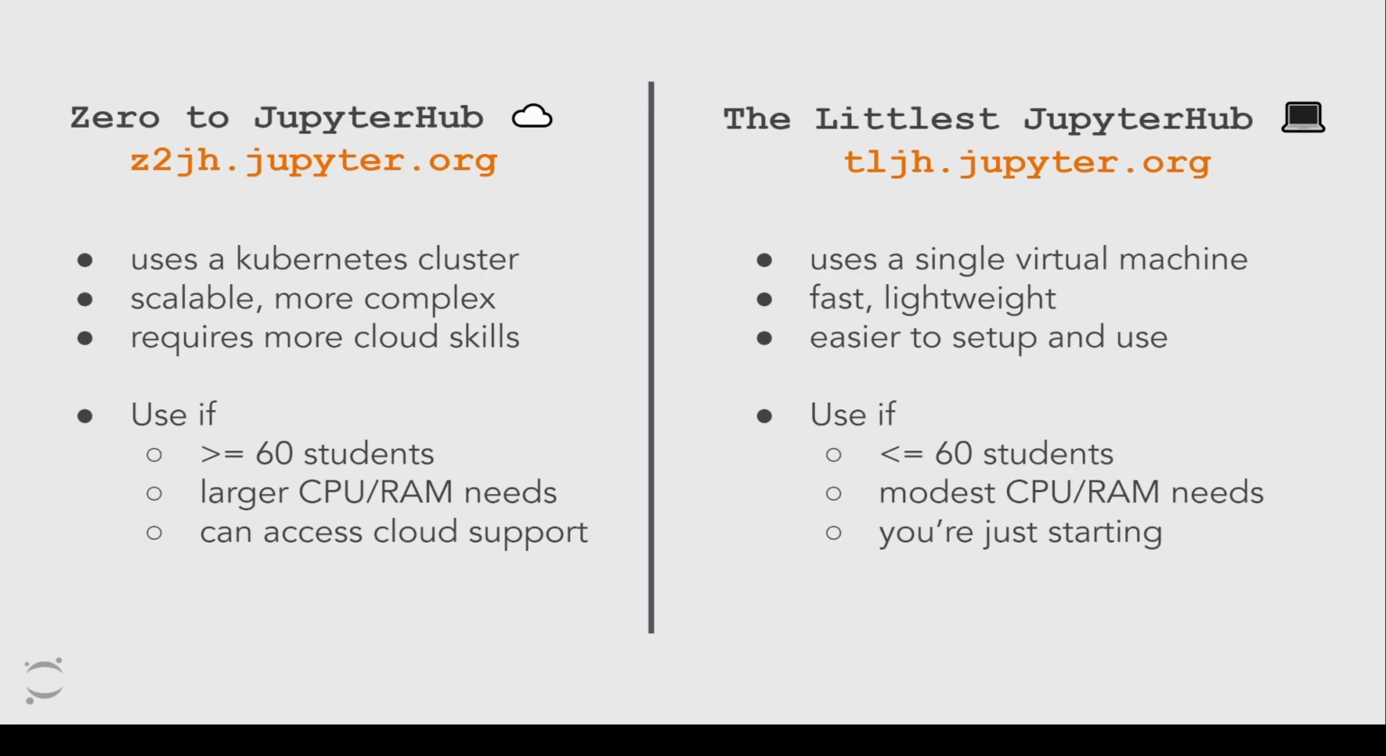So this is just a total back of the hand rubric, but a general rule of thumb is if you have more than, say, 60 students, or if you have non-trivial or more complex computational needs or data needs, then Zero to JupyterHub on Kubernetes might be a good option. On the other hand, if you have a more straightforward course or team that's a little bit smaller, that needs a good CPU but doesn't need a fancy GPU-based scalable cluster or whatever, then the littlest JupyterHub might be better for your situation.